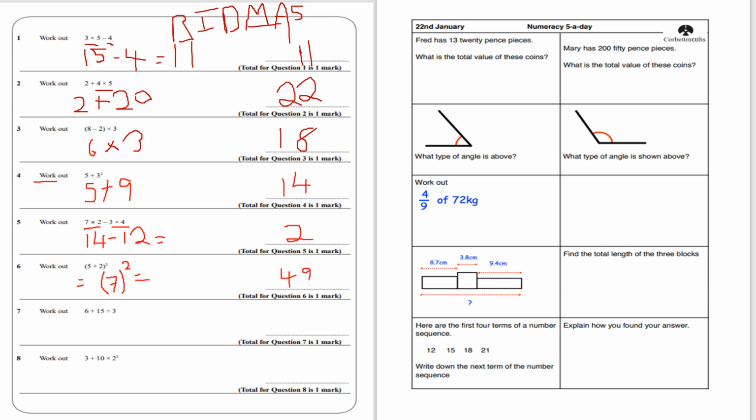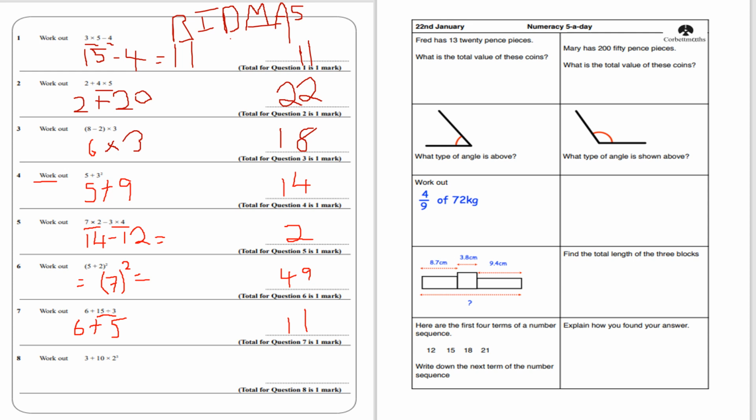Okay. Question number 7, work out 6 plus 15 divided by 3. Well, I'm going to do 15 divided by 3 first using BIDMAS, okay, because I've got a division before a subtraction, sorry, before an addition in this case. So 15 divided by 3 is 5. 6 plus 5 is 11, guys.